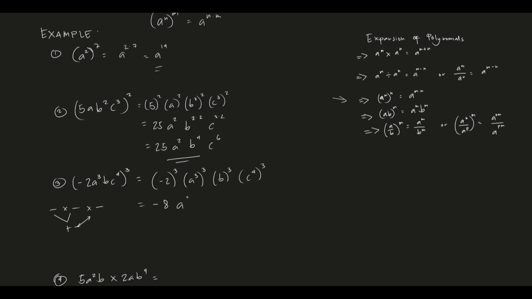So a cubed raised to the 3 is a raised to the 3 times 3. Then b raised to the 3 is already b raised to the 3. Then c raised to the 4 raised to another 3 is c raised to the 4 times 3. So let's simplify. Negative 8, a raised to the 3 times 3 is 9. Then b raised to the 3. Then c raised to the 4 times 3 is 12. So this is your final answer.